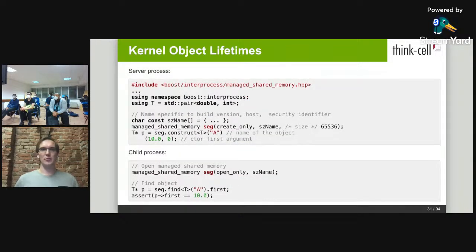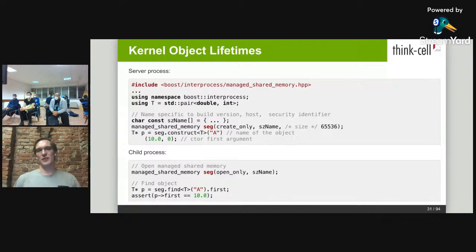A bit like that. So maybe you have a server process that you start and it creates a shared memory segment with a specific name. That name can be very specific to your build version, your hosts, your security identifier, because it might live in a global namespace. Then you create a shared memory object with that name and a given size, and you can construct an object in that shared memory object. Here, just a pair of double and int. And in your child process, you can then look up the shared memory object with the same name, and then find the object you've just created.